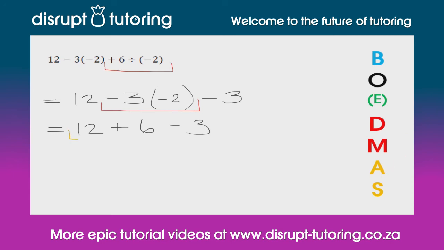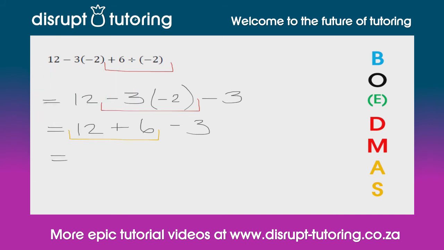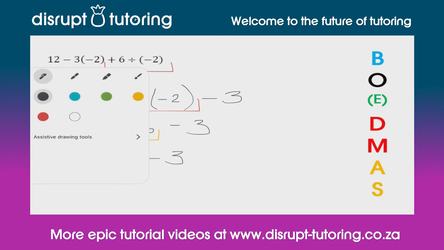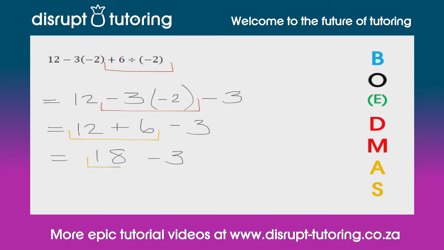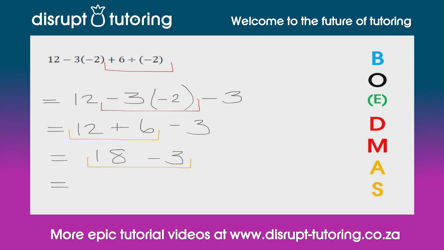Right, so we can see that there is some addition there. So that will be our next step. Let's simplify that. 12 plus 6 gives us 18, and we've still got a minus 3. Now we can move on to our subtraction because we don't have any more addition to do. So we can move on to that, and we can see that we've got an 18 minus 3. So 18 minus 3 gives us 15, and that is the final answer to this particular example.